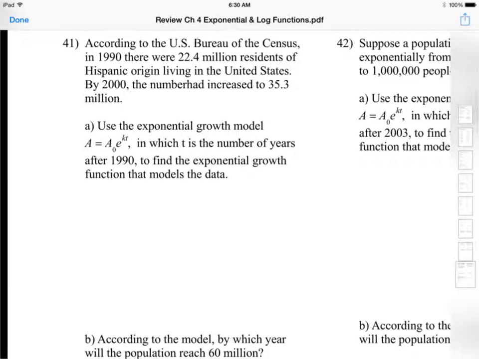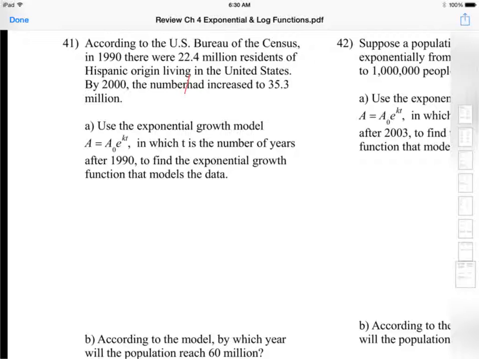Number 41 says, according to the U.S. Bureau of the Census, in 1990 there were 22.4 million residents of Hispanic origin living in the United States. By 2000, the number had increased to 35.3 million. And obviously there should be a space right there. Okay, so let's take a look at that.